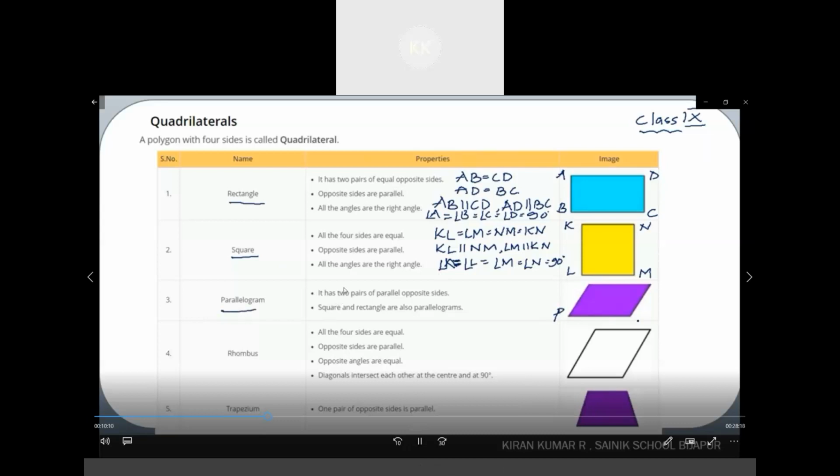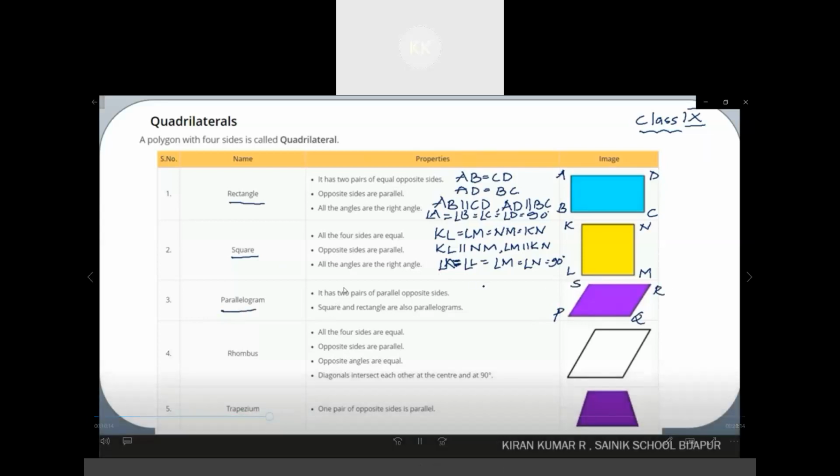Look at the next figure, parallelogram. If I name the parallelogram as PQRS, opposite sides are equal and parallel. PS will be equal to QR and PS parallel to QR. PQ equal to SR and PQ is parallel to SR.